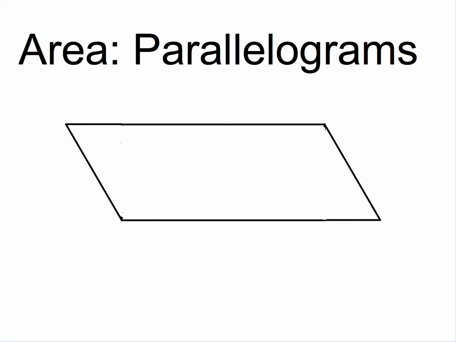All right, now we're talking about area of parallelograms. First of all, in order for it to qualify to be a parallelogram, both pairs of opposite sides have to be parallel. So if we look at the opposite sides, if we look at this side and this side, these opposite sides are both parallel. And then if we look at this one and this one, these sides are also parallel. So this is a parallelogram.